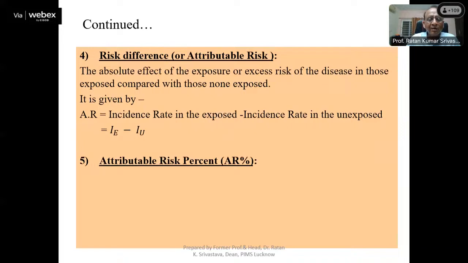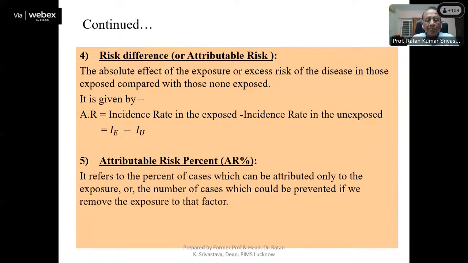That is imaginative. Now attributable risk percent. This risk difference is also called attributable risk. Now attributable risk can be converted into proportion. It refers to the percent of cases which can be attributed only to the exposure. The attributable risk you can calculate into proportion by using this formula. Attributable risk percent means incidence among exposed minus incidence among unexposed divided by incidence among exposed. You get it in percentage.